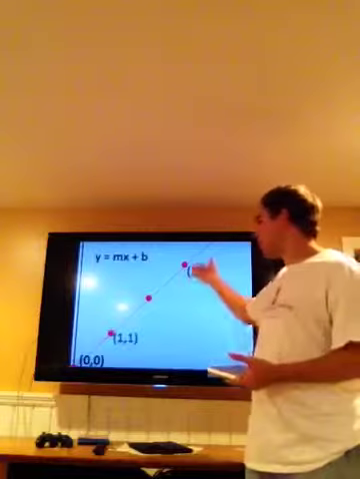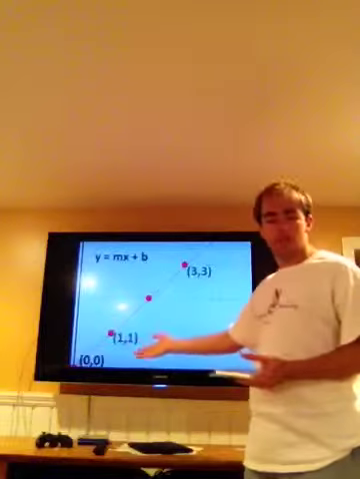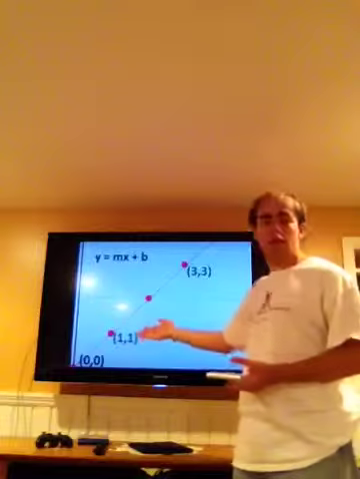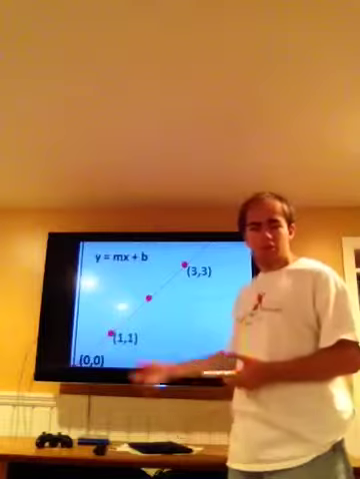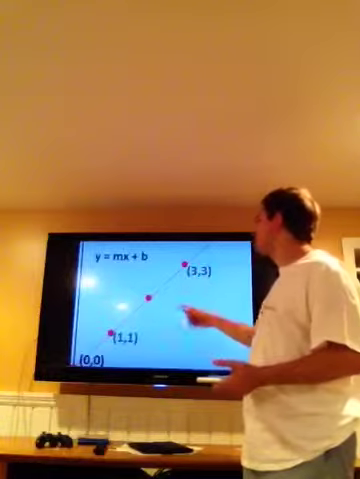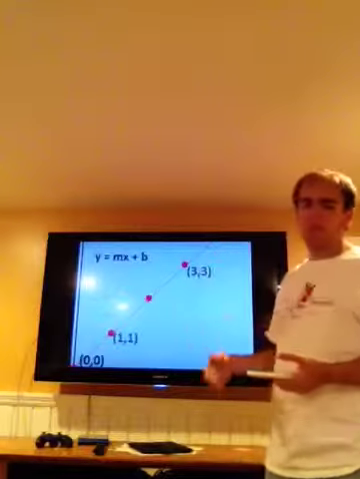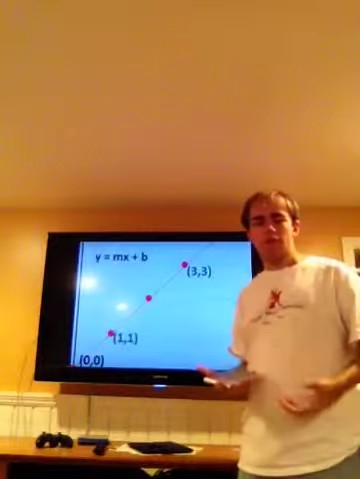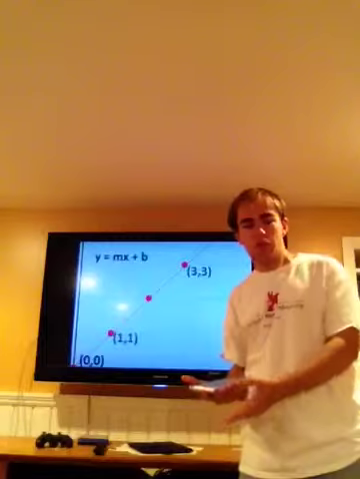So here is what that might look like. Here is a line of slope 1. You can see it starts at the origin, (0, 0). There's (1, 1), (2, 2), (3, 3), (4, 4), (5, 5), etc. For every one space it moves up, it moves one space over as well.